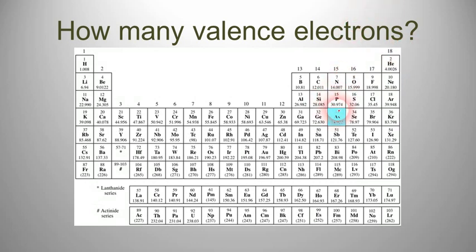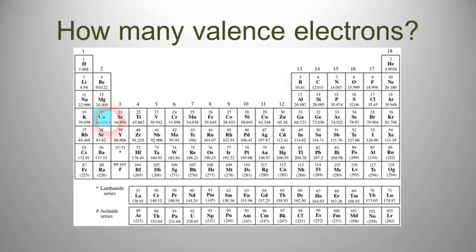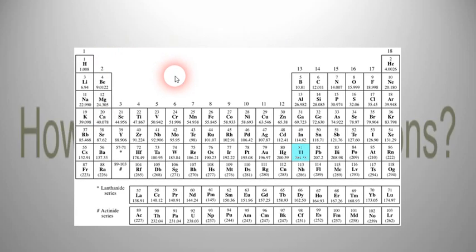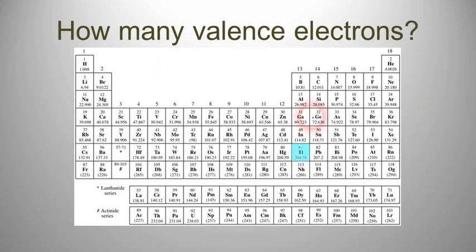How many valence electrons does arsenic have? Well, I hope you realize it's in group 15. It has 5. How about calcium, this element right here? Do you see it's in group 2? So it has 2 valence electrons. How about the number of valence electrons in thallium, this element right here? Well, it's in group 13, so it should have 3.